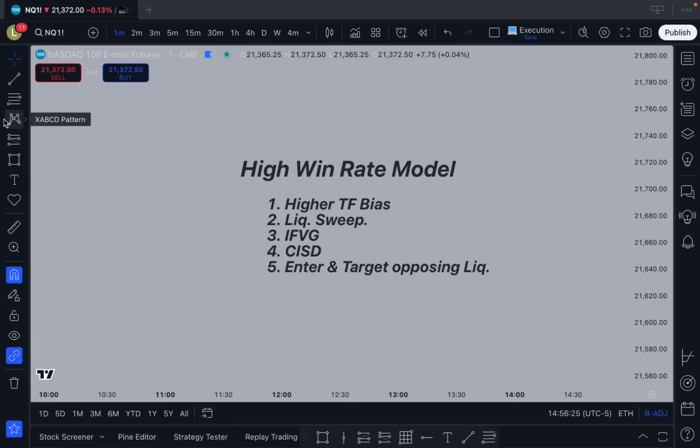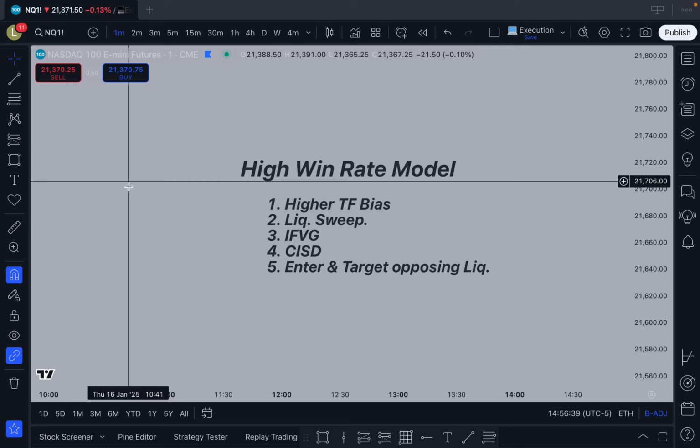Yes boys, so today we're going to go over a very high win rate model and how it's made me money in the markets and how it could potentially make you money in the markets. So without further ado, let's get straight into it.